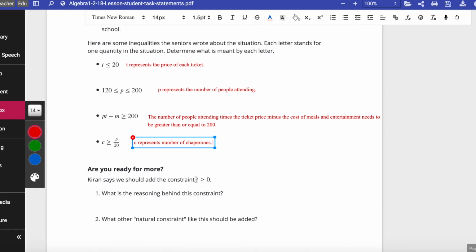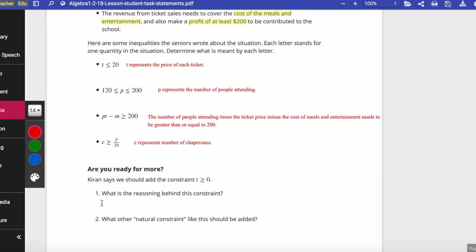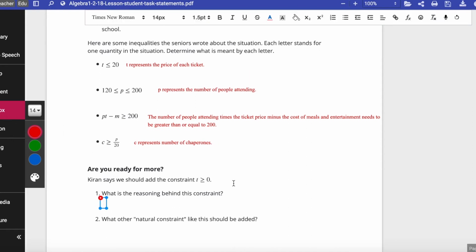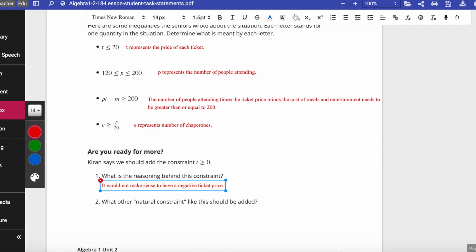Well, we know the ticket price could be $20 or less, but it does not make sense to have a ticket price of negative amount. So that's why he's saying we need that t is greater than or equal to 0, because it would not make sense to have a negative ticket price. I just wanted to look at that for just a minute.